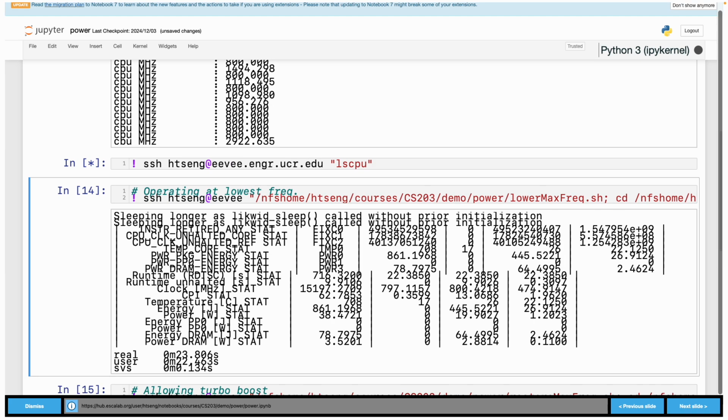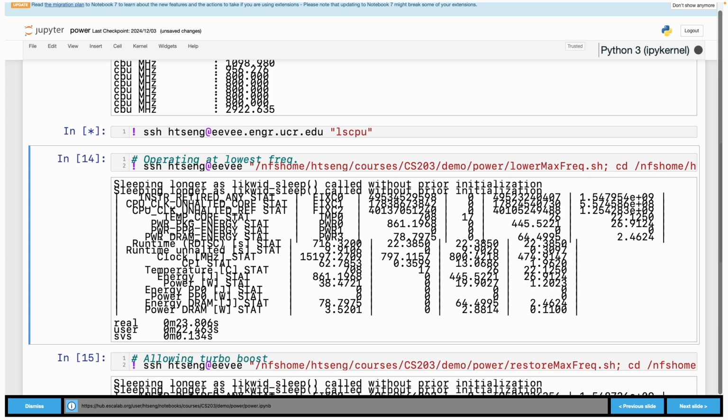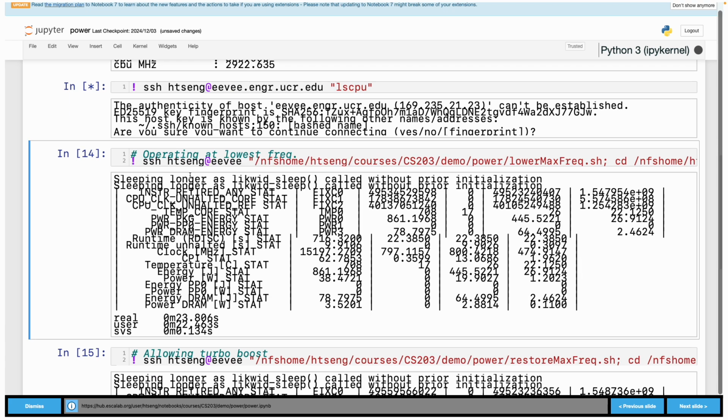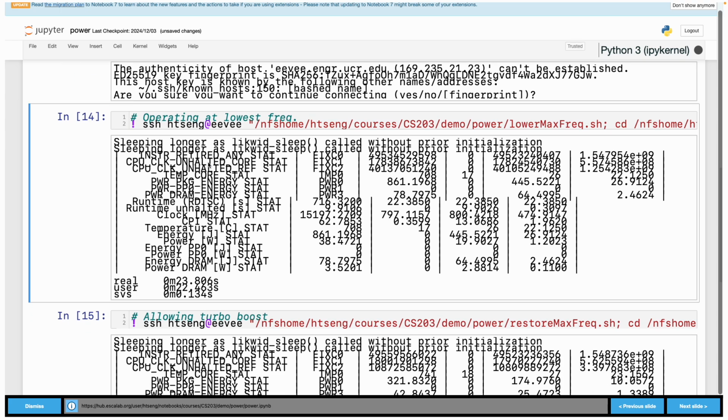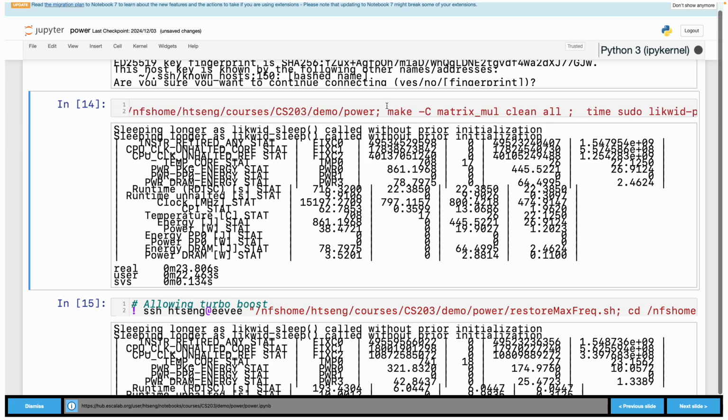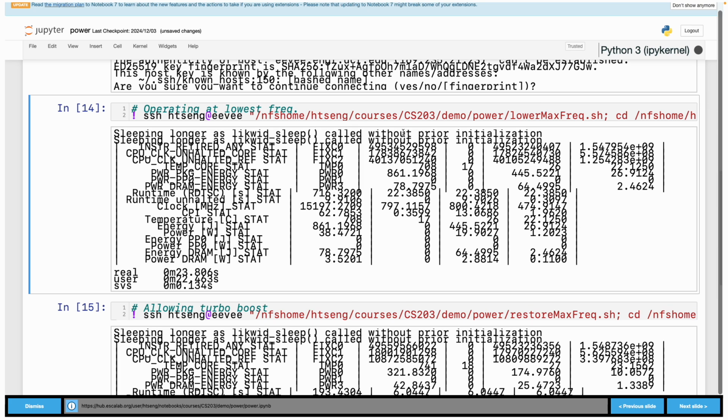All right. Okay, so this machine is right now not reachable. But let's see the prior run of this. Let's check the prior run. Previously, I used a program to run a matrix multiplication. This is the same matrix multiplication program that you have seen. I lowered the maximum frequency, and I used a program called Liquid to see the power and energy consumption when I run this program.